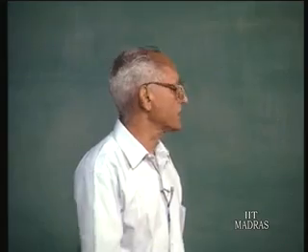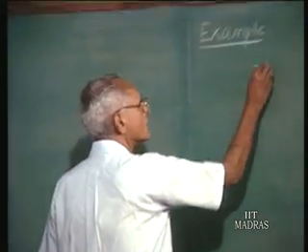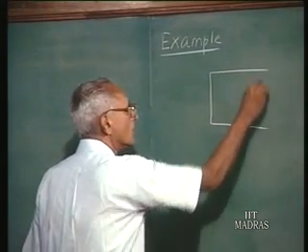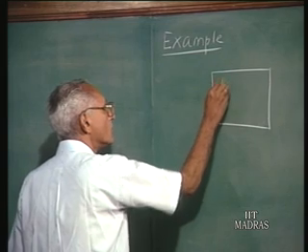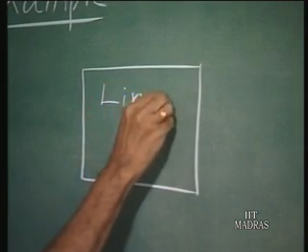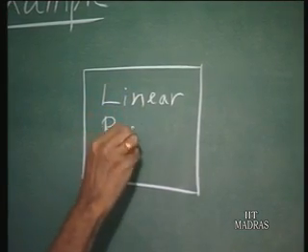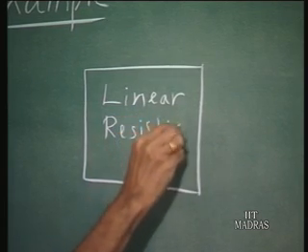Now let me take another example. We have a two-port network which is linear and consists of purely resistances, linear resistive network.